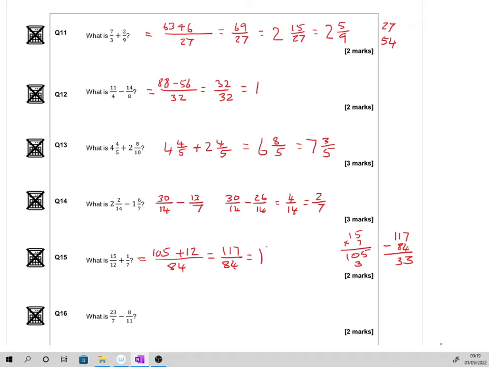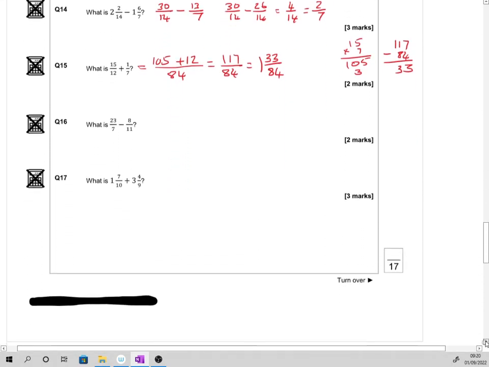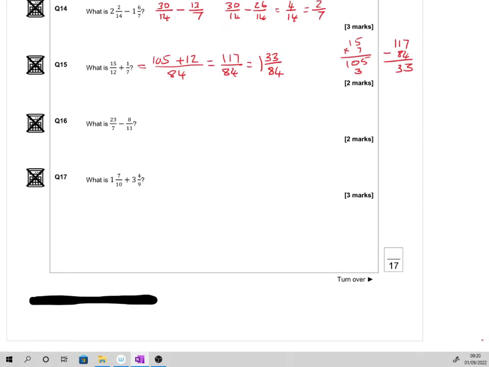33 over 84. Right, one at the bottom. There's another one at the bottom as well. Right, we're going to subtract. So 77, 11 times 23 is 253 minus 56.